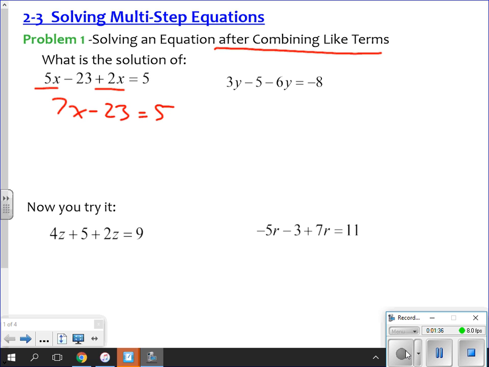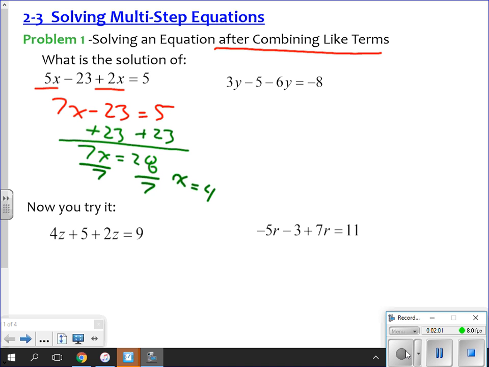Second step, we start solving, and this is a two-step equation. The first thing we do is get rid of the addition or subtraction. This one has minus 23, so we add 23 to both sides. That gives us 7x equals 28. Now we divide both sides by 7, and I get x equals 4. So the stuff in green we've done before. That's what we were doing on Tuesday.